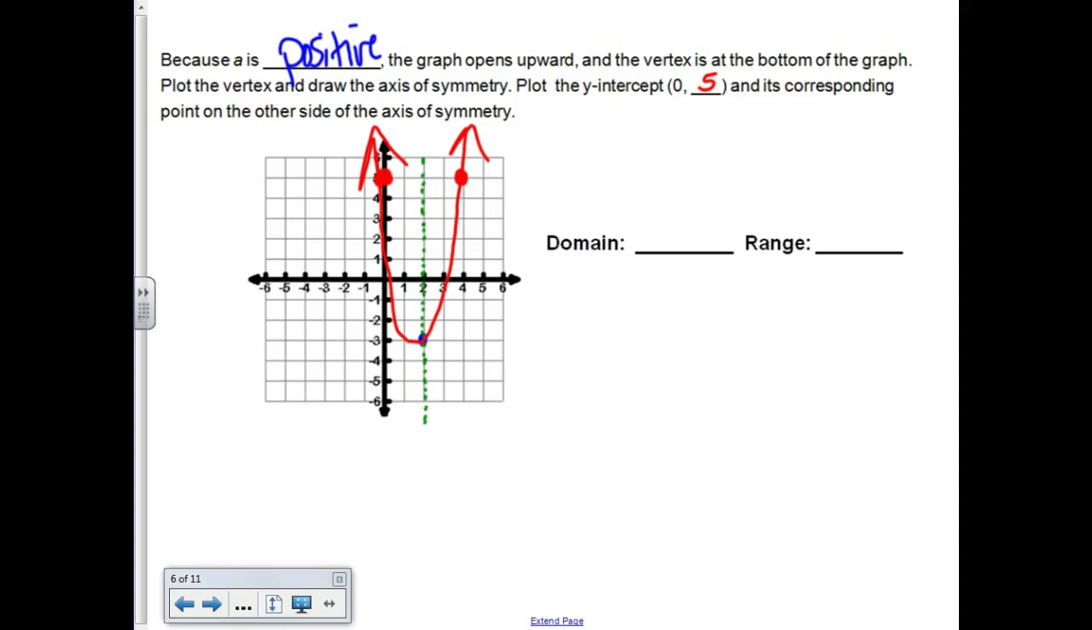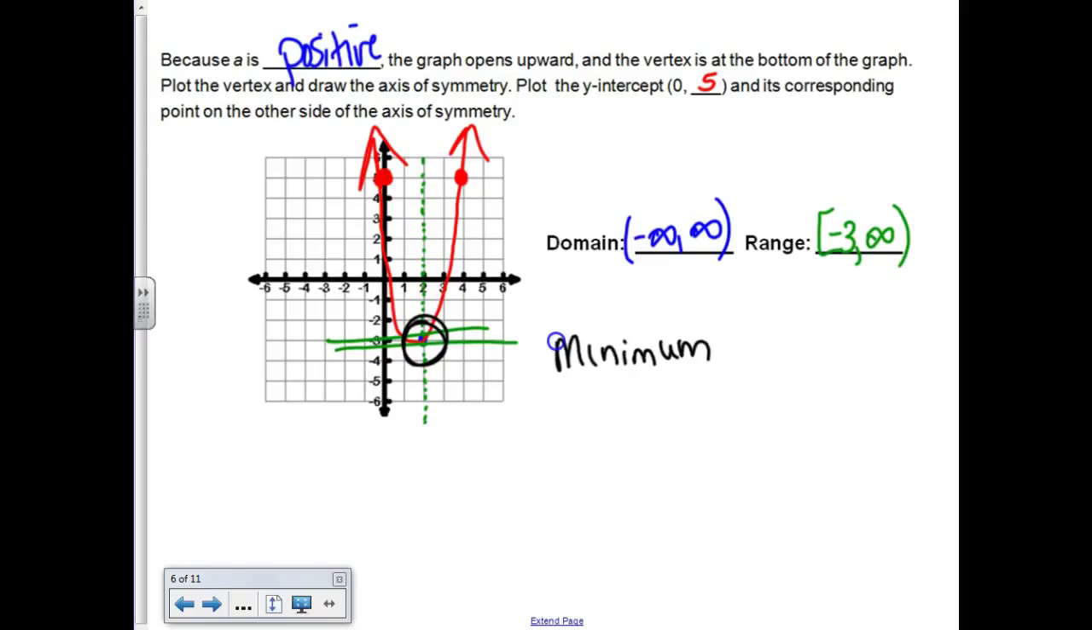Can we bring back an old concept, though, domain? What's always the domain of a quadratic? Yeah. Very good. Negative infinity to infinity. And then range, don't forget, range is the lowest y value to the highest y value. So, negative 3, good, to infinity. I have a question. This point right here, would you consider that a maximum point or a minimum point? It's a minimum point. Now, what if I said, what is the minimum value of your graph?